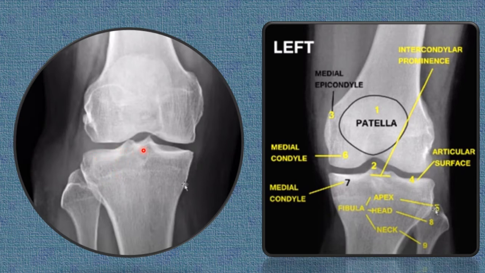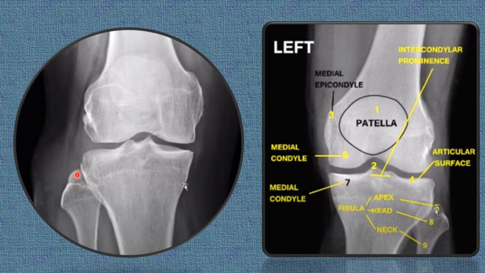And what is this? Articular surface. And what is this? Intercondylar prominence. This is the intercondylar prominence. This is the intercondylar tubercle, medial intercondylar tubercle, lateral intercondylar tubercle, with the intercondylar tubercles in between the two condyles. This is the medial intercondylar tubercle. This is the lateral intercondylar tubercle.